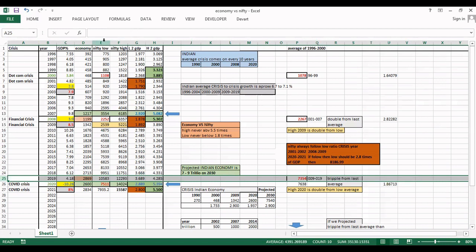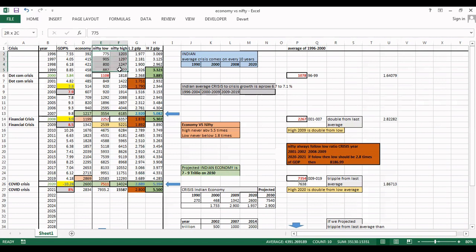Now the low of Nifty. We know the average of high and low before the dot-com crisis is 1078, which is almost near the low of the dot-com crisis. Now the average of high and low after the dot-com crisis to the financial crisis is 2267, which is near the low of our 2008 bottom.